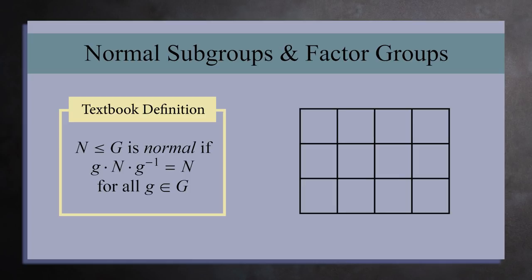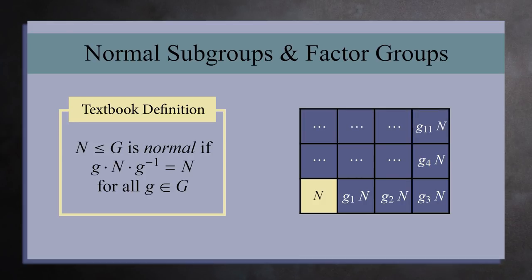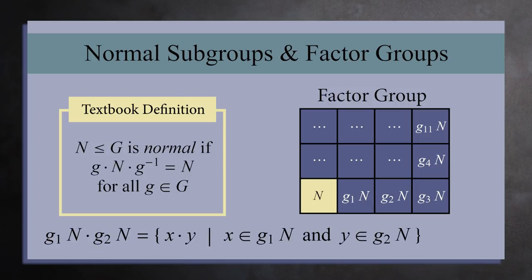The key thing about normal subgroups is that you can use N to split G into a bunch of cosets, and you can treat these cosets as elements in a group called a factor group. In this factor group, the subgroup N is the identity element. And to multiply two cosets G1N and G2N, you just multiply every element in the first coset by every element in the second coset. The result will be another one of the cosets.